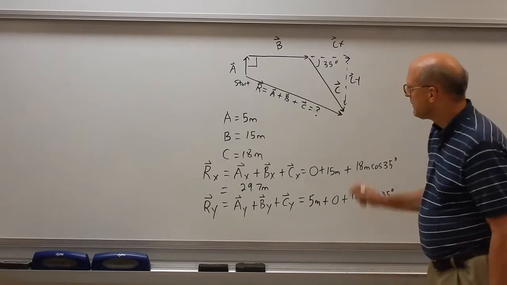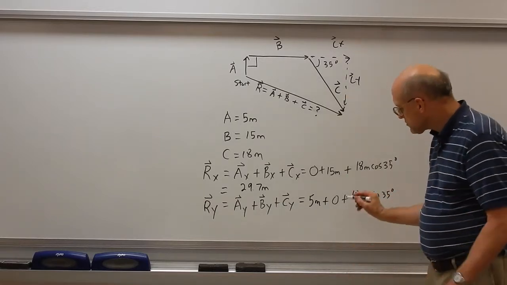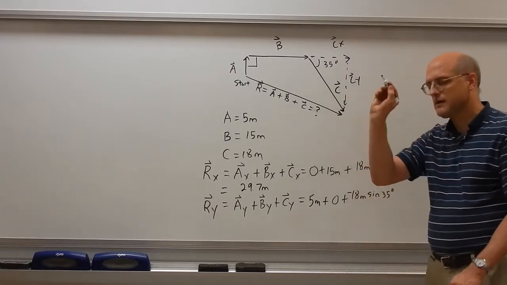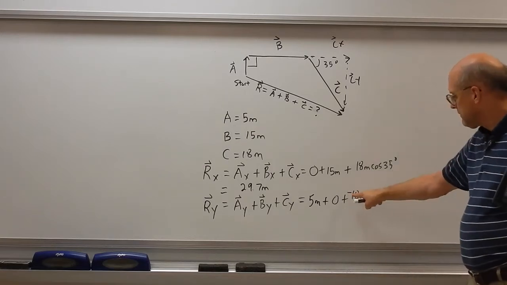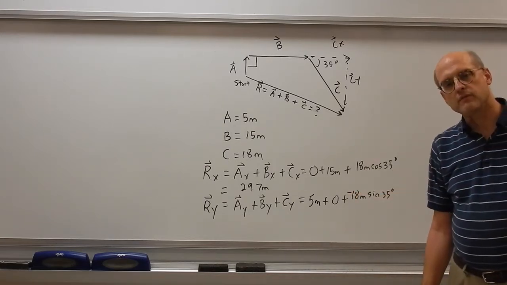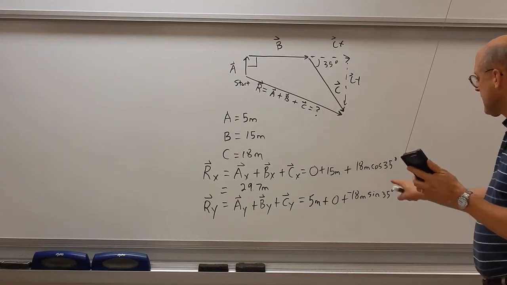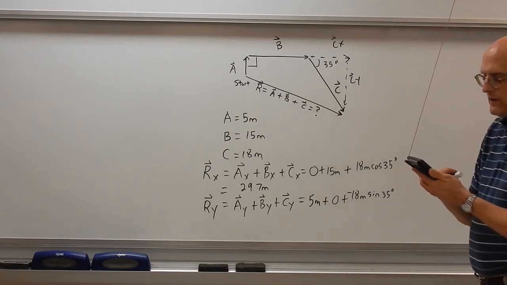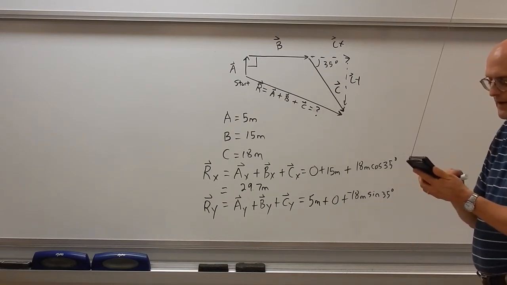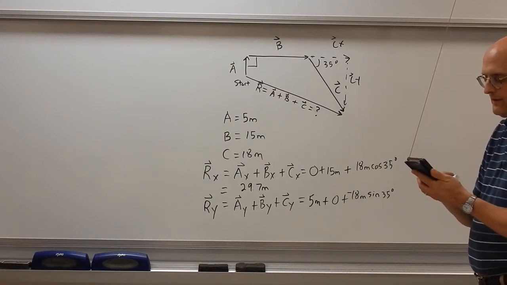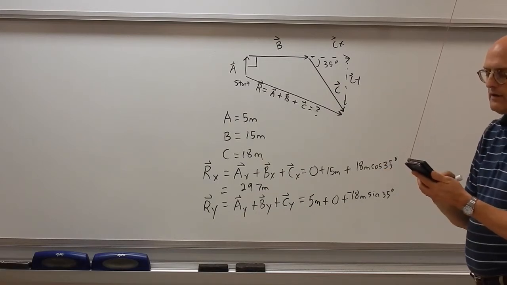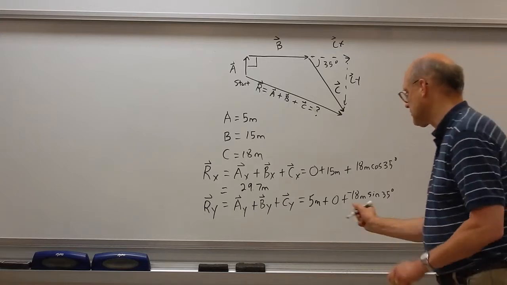Now be careful. Cy is directed down, so we have to place a negative sign in front of 18 meters times the sine of 35 degrees. Well, let's see what we get. The sine of 35 multiplied by 18, negative, plus 5, and I get negative 5.32.